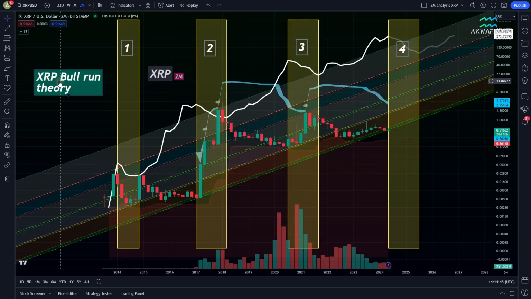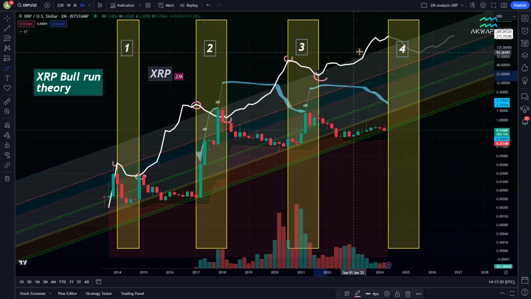And you remember this XRP bull run theory that I already presented on this channel? This time I'm using a 2-month time frame. In white you have an overlay of the bull run price chart, and the yellow boxes correspond to each bear market of Bitcoin. Indeed, here we have a top, we have the bottom, we were in the bear market, and we have the first yellow box. Here it was the top of Bitcoin, right? And then the bottom of it, and this matches the second box. Here we have a top, a bottom, so we have our third box, and the last box, here we have a top and a bottom.